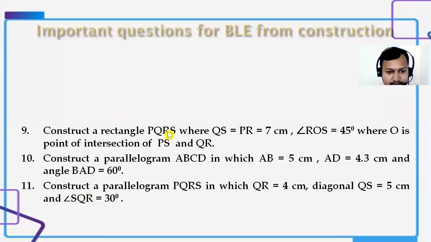Construct a rectangle PQRS where QS is equal to PR is equal to 7 centimeter and angle ROS is equal to 45 degree, where O is the point of intersection of PS and QR. एउटा रेक्टेंगल PQRS कंस्ट्रक्ट गर्नुपर्ने जसमा QS इक्वल टु PR इक्वल टु 7 सेन्टिमिटर दिएको छ एन्ड एंगल ROS इज 45 डिग्री. एन्ड व्हाट इज O? यहाँ त PQRS मा त O छैन. O is the point of intersection of PS and QR, means diagonals.